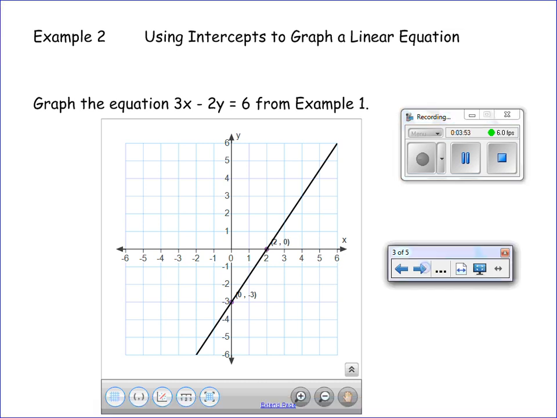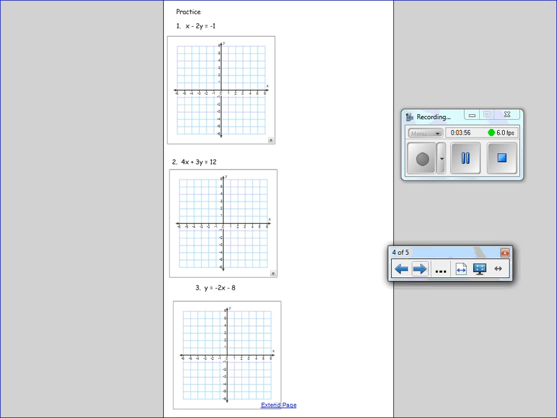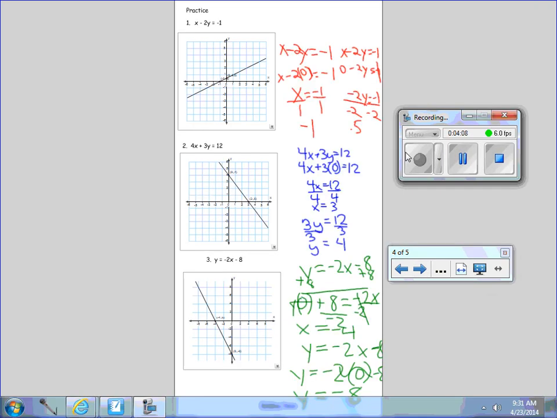So now, using the previous examples, we're going to do 3 practice problems. So you need to determine what the x-intercept will be, what the y-intercept will be, and graph it. I'm going to pause the video and we'll come back and check.